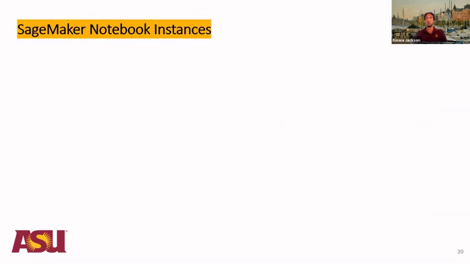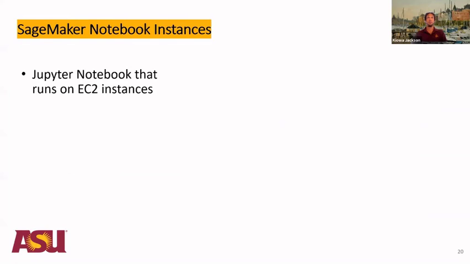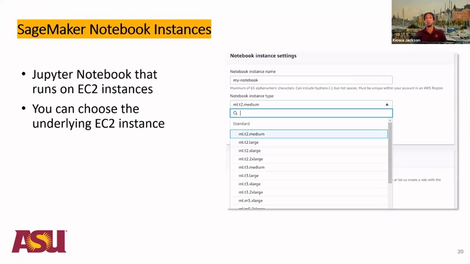And what SageMaker offers are notebook instances. These are Jupyter Notebooks that run on EC2 instances. The benefit is you can just choose the underlying EC2 instance and decide how much power you need. If you're running this and in the middle of it you run out of memory, on a laptop you'd need to buy a new laptop or new RAM. But here you can just switch to a larger processor. You can start small, and if that doesn't work, you can do a larger one and so on.